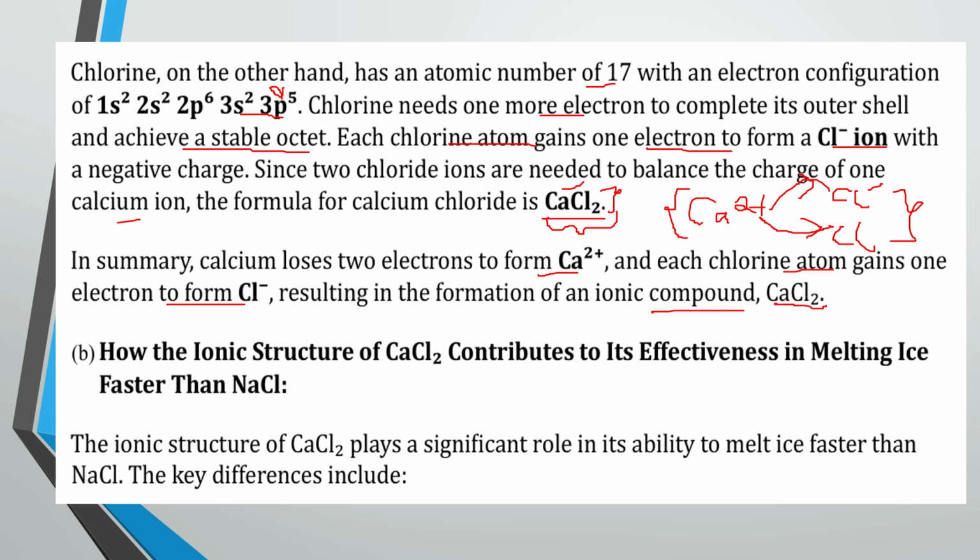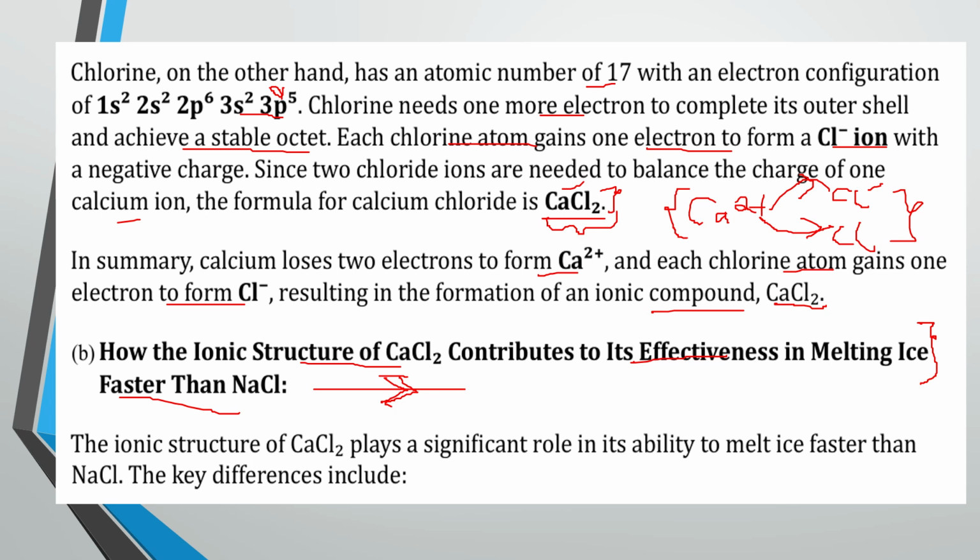Now looking at part B, let's look at how the ionic structure of calcium chloride contributes to its effectiveness in melting ice faster than sodium chloride. We are going to look at this further in detail as we proceed with our chemistry, but for now we are just going to look at the surface. If you want to do more research, you look for a topic called colligative properties, but here we are just going to give a hint about it.